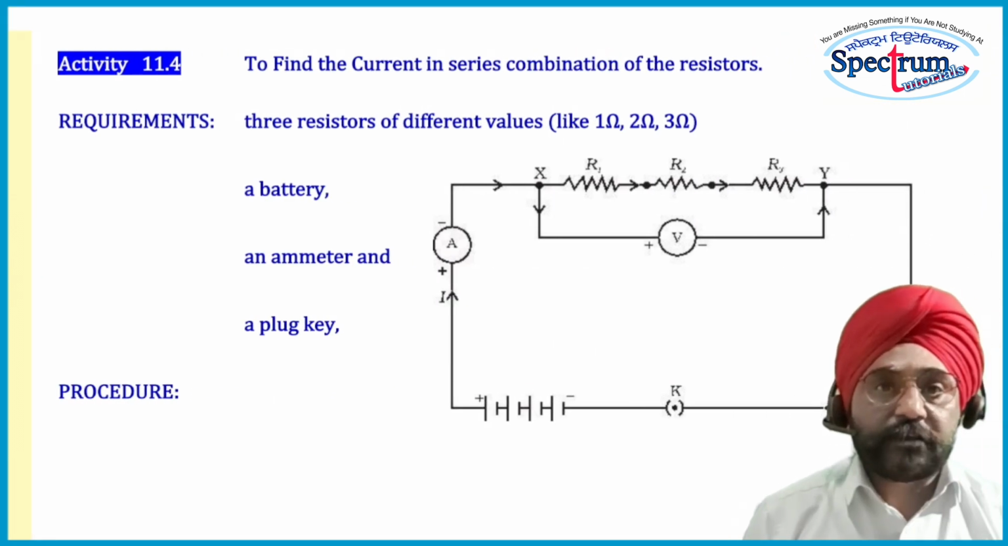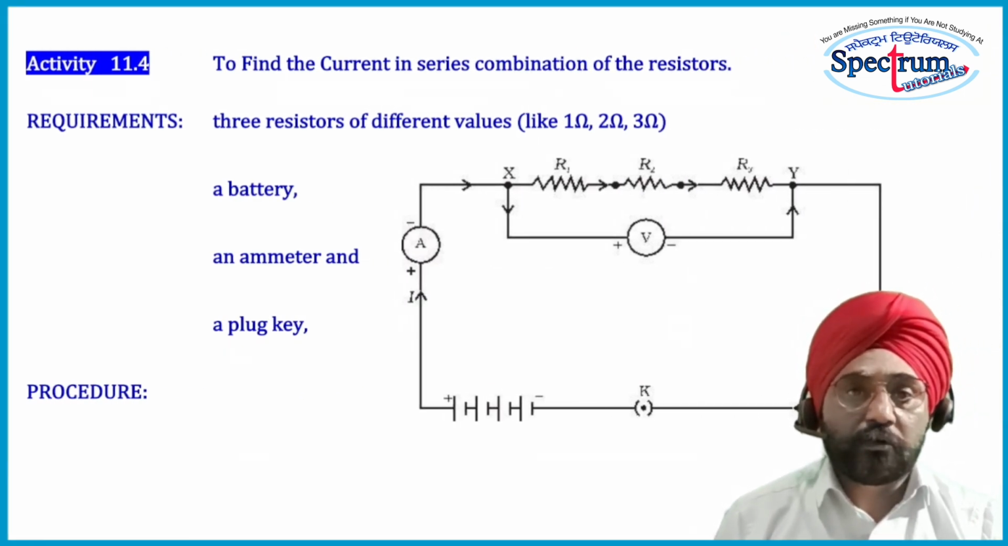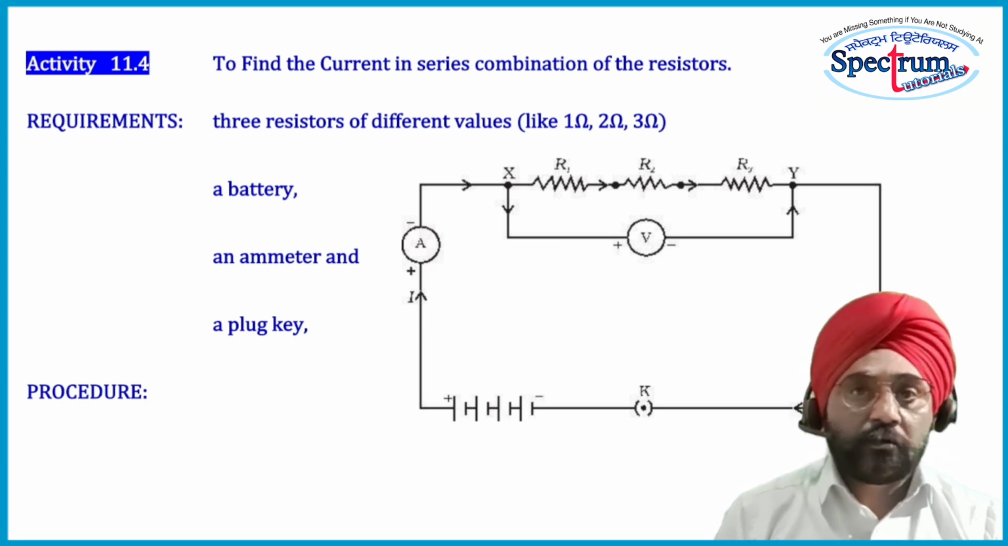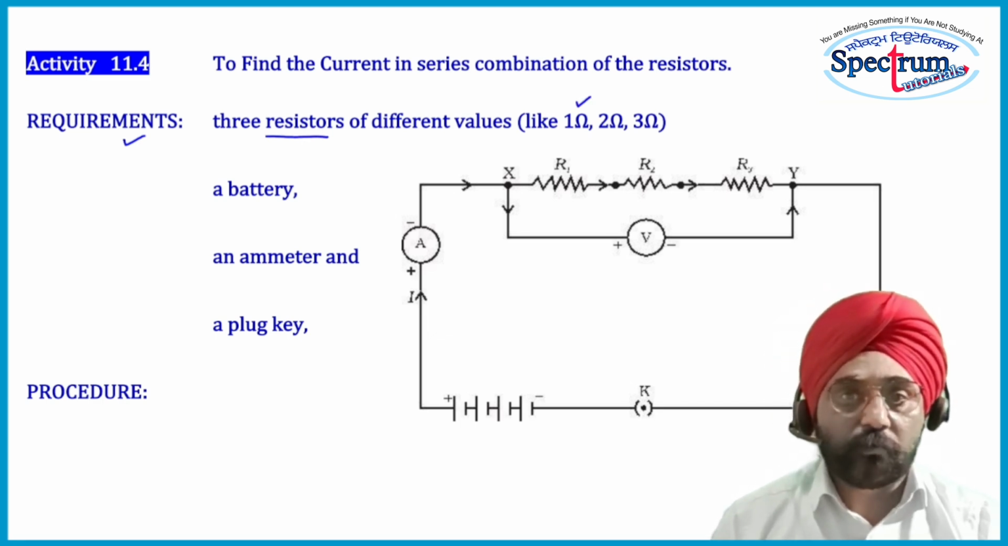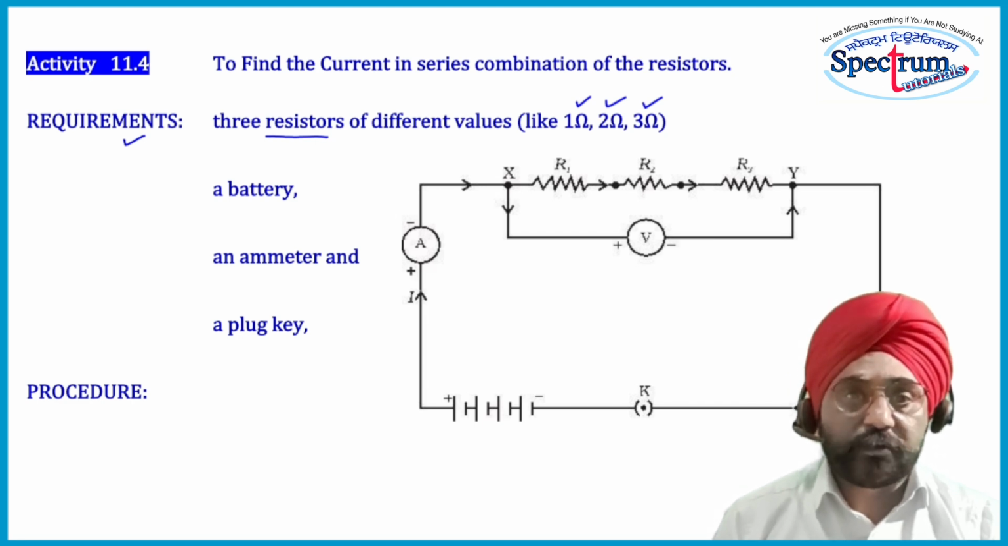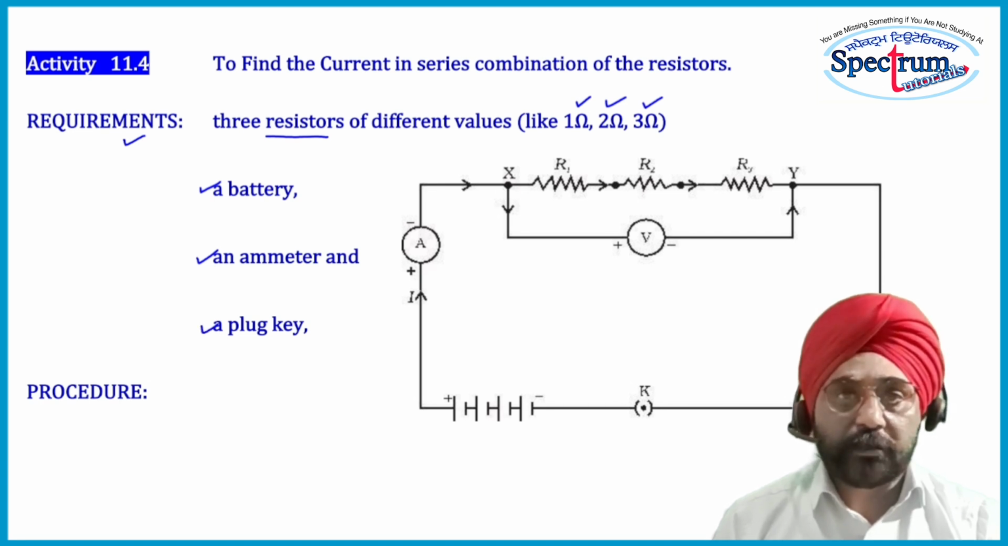Now let us discuss activity 11.4. This is the activity to find the current in series combination. What we require? We require three resistors of different value, like one is of 1 ohm, second 2 ohm, third 3 ohm. So we take three different value resistors, a battery, an ammeter, and a plug key.